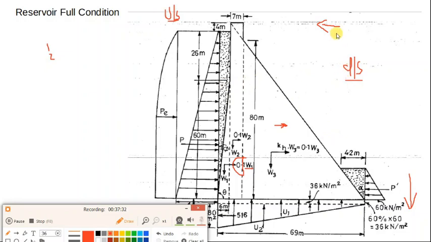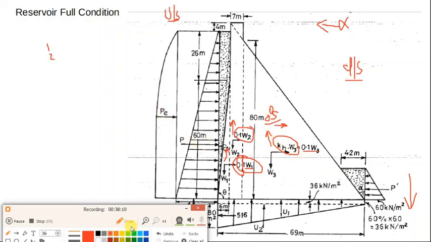So if the acceleration is from downstream to upstream, the earthquake inertia force will be from upstream to downstream, and you can calculate this by multiplying the horizontal acceleration coefficient with the weight of the dam. So you can calculate the earthquake inertia forces. These are the horizontal forces. For the vertical force, similarly you can calculate the upward vertical force, like we calculated in the reservoir empty condition. So this will be 0.05 multiplied by the weight.